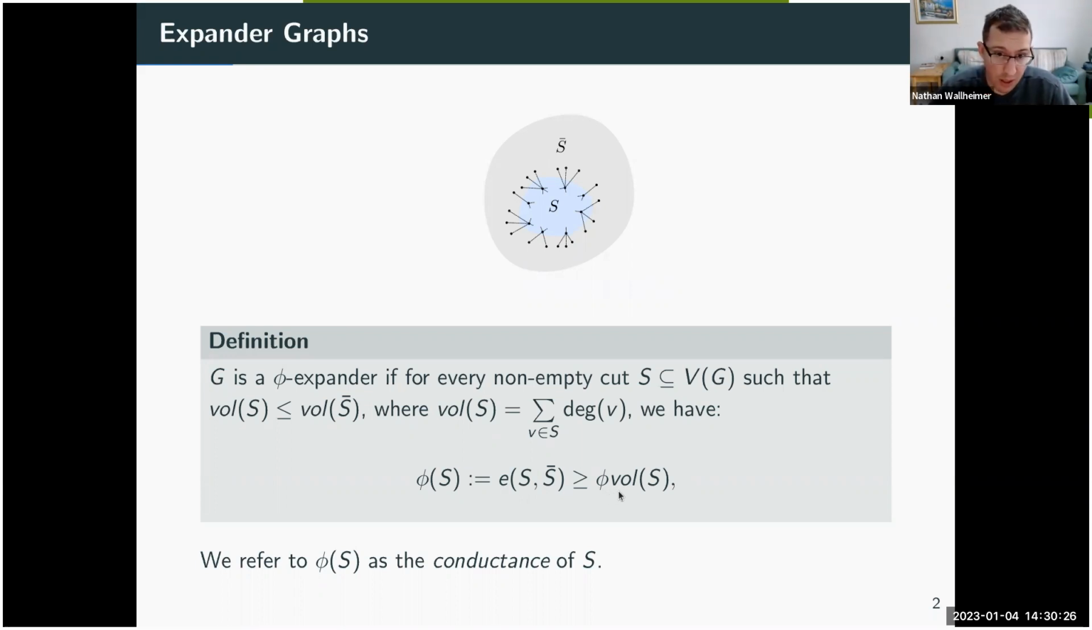Now, we can simply look at the picture. It means that the total number of edges which are incident to S is not much larger than the number of outgoing edges. We refer to this value, phi of S, as the conductance of S. And the conductance of a graph G is the minimum conductance over all such sets.